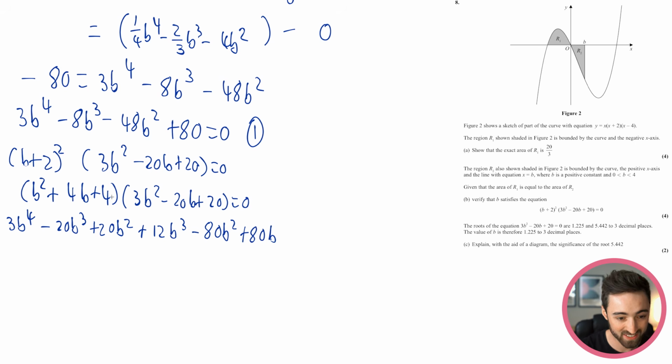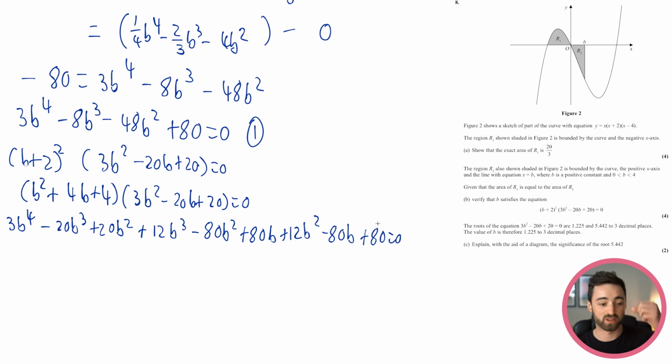All right, one more. So then this is going to be plus 12b squared minus 80b plus 80. All of that equals 0, but it should get easier now. So remember, do your b to the 4, your b cubed, your b squared, your numbers, etc. So b to the 4, there's only one of them. So this is 3b to the 4.